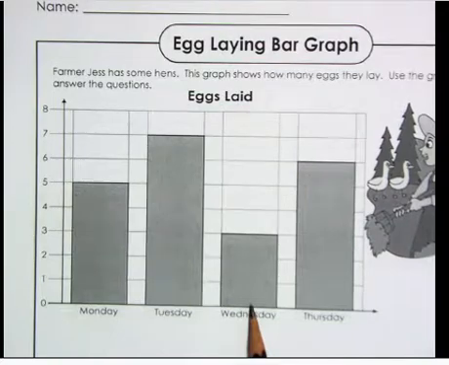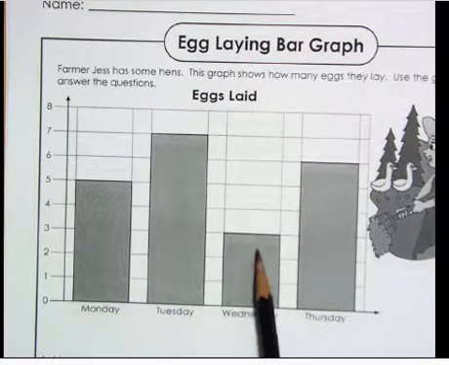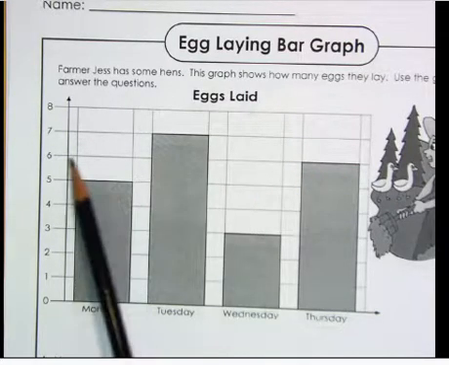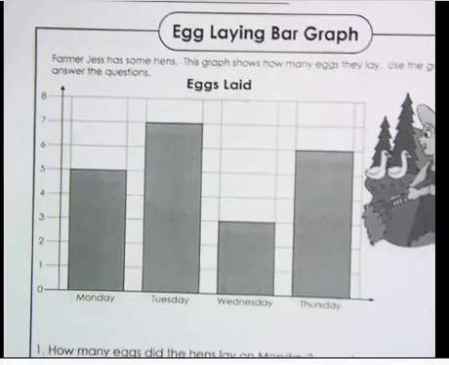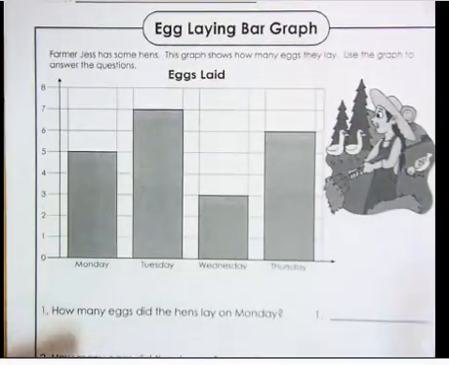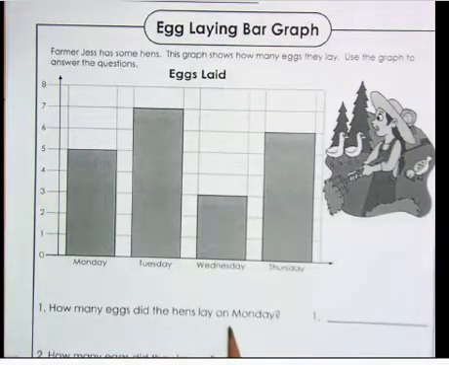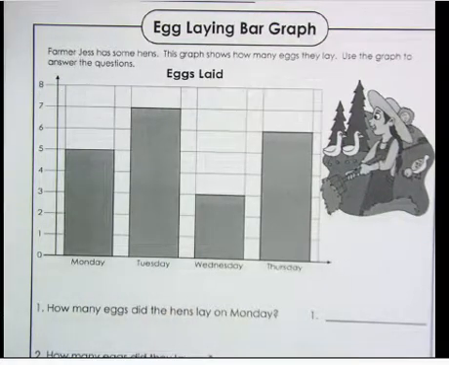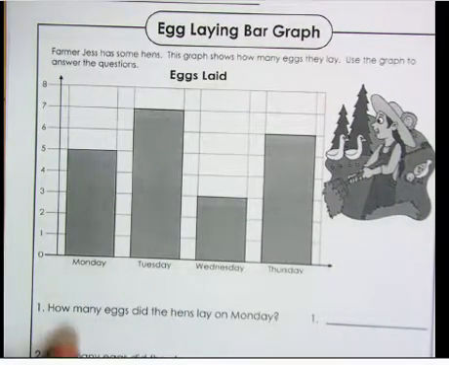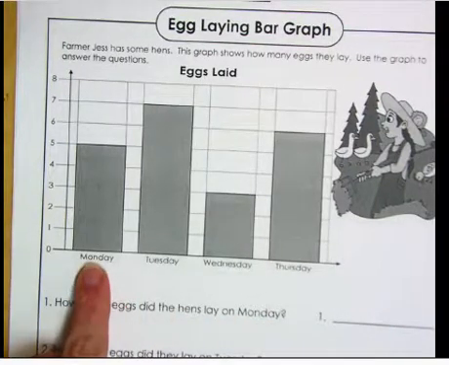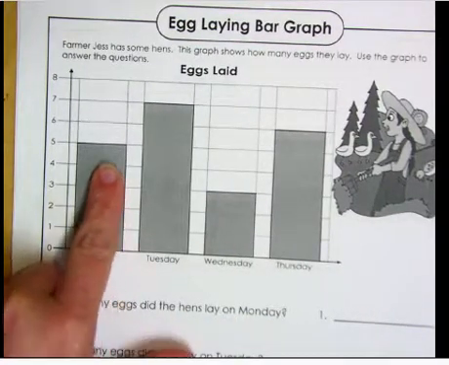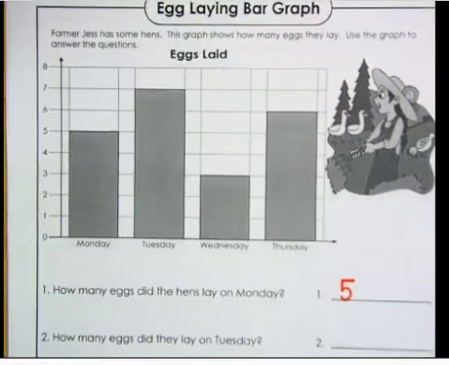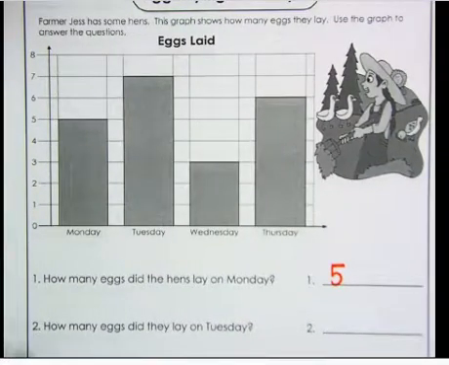And then on Wednesday, not quite as many. I guess they did a lot the day before. On Wednesday, there was just 3. And on Thursday, there were how many? 6. Okay, so now we're going to use this information to answer these questions. How many eggs did the hens lay on Monday? Now, this is a how many question, so our answer should be a number. We look at Monday on our graph, and we go up and we see how many. What number? 5.